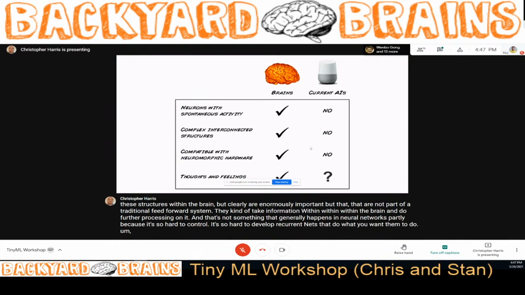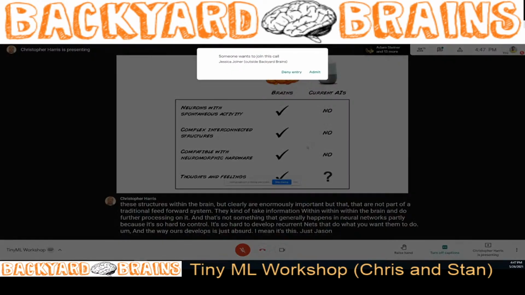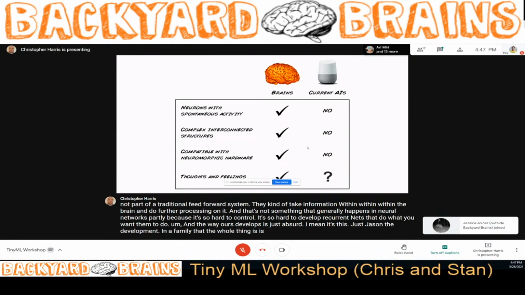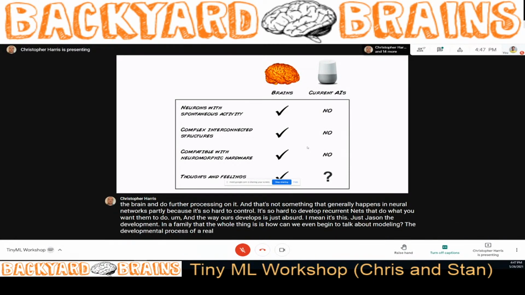And the way ours develops is just absurd. I mean, it's this gestation, development in a family. How can we even begin to talk about modeling the developmental process of a real brain? I don't even know where to begin.